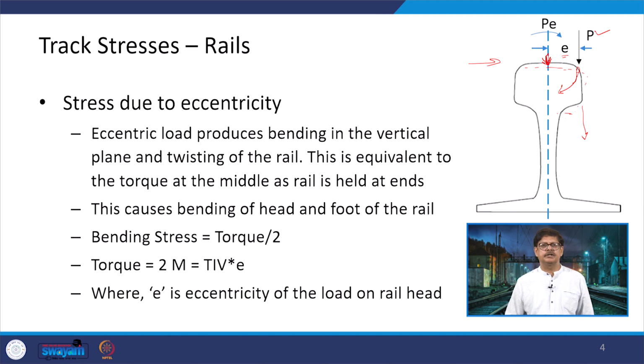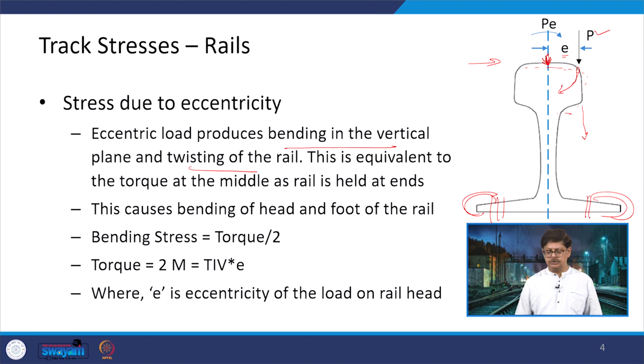Now, this eccentric load produces bending in the vertical plane and twisting of the rail, and this is equivalent to the torque at the middle as the rail is held at the ends. So, when we say the rail is held at the ends, there can be a clip or other fastenings which can be provided so as to hold the rail here. So, in that sense, there is a possibility of those torques being created.